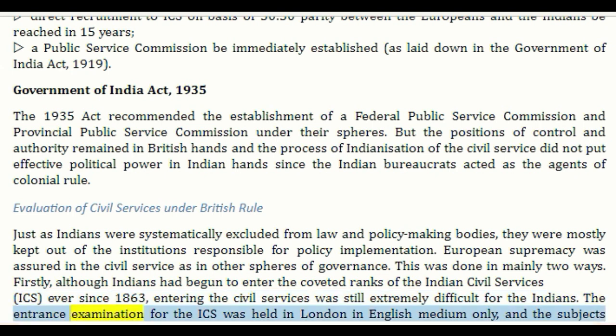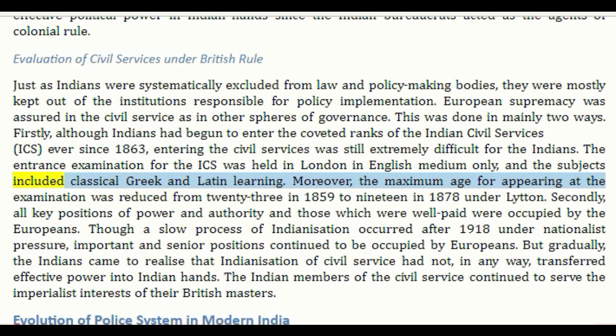The entrance examination for the ICS was held in London in English medium only, and the subjects included classical Greek and Latin learning. Moreover, the maximum age for appearing at the examination was reduced from 23 in 1859 to 19 in 1878 under Lytton. Secondly, all key positions of power and authority and those which were well paid were occupied by the Europeans. Though a slow process of Indianization occurred after 1918 under nationalist pressure, important and senior positions continued to be occupied by Europeans.